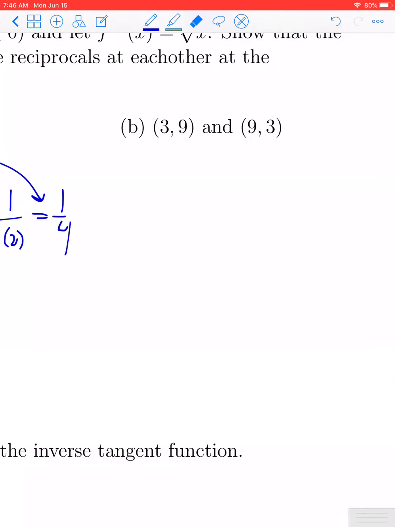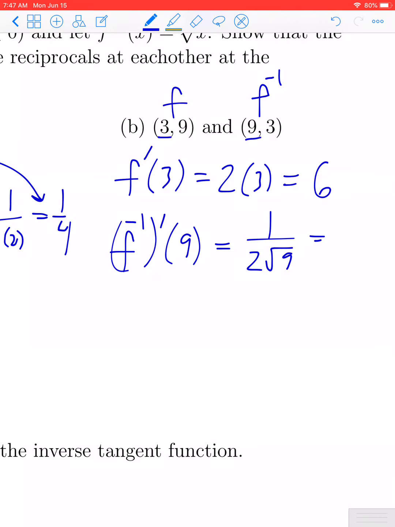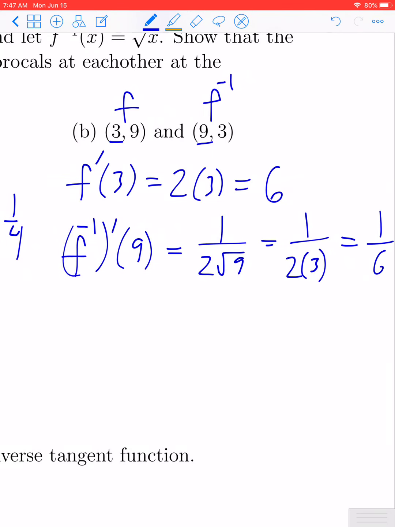Let's take a look at another pair of points. If we try to do f prime of 3, remember f prime is 2x, so this is going to be 2 times 3, which is 6. That'd be the point for f. The corresponding point for f inverse prime of 9. This is going to be 1 divided by 2 square root of 9, which is 1 divided by 2 times 3, which is equal to 1/6. So the derivative of the inverse evaluated at 9 is equal to 1/6. And again, we see the relationship is that those slopes are going to be reciprocals of each other.